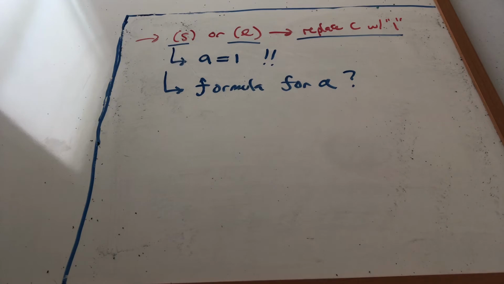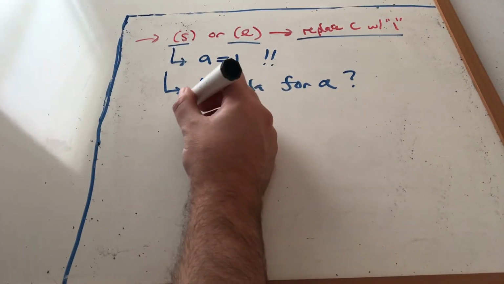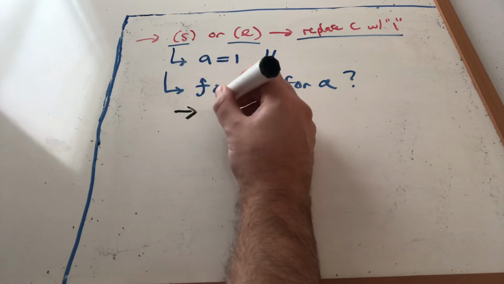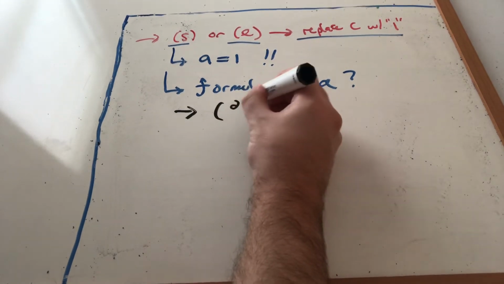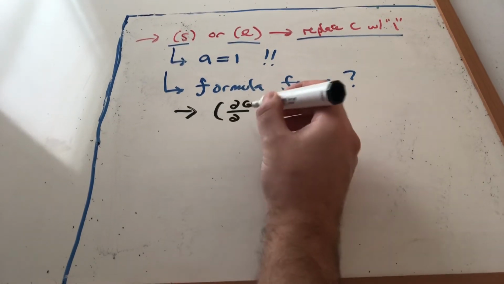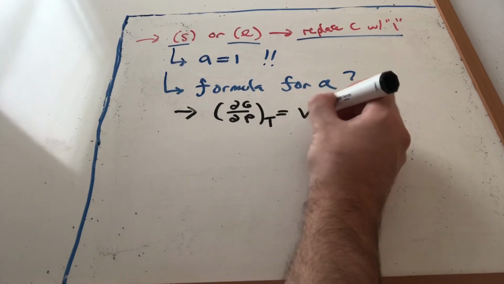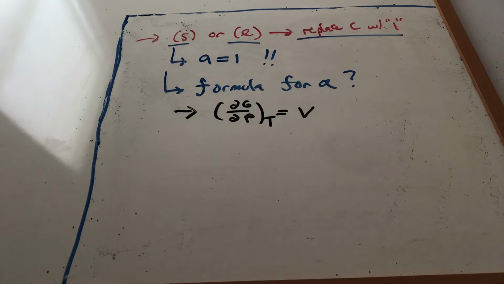Here's how we do it. We start, as we have a lot in these videos, with a natural variable relationship. Let's derive this formula. We start with the partial of G with respect to P, done at a constant T, is equal to V. This is where we start.